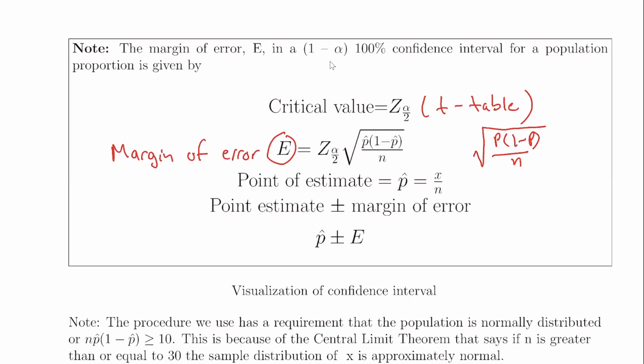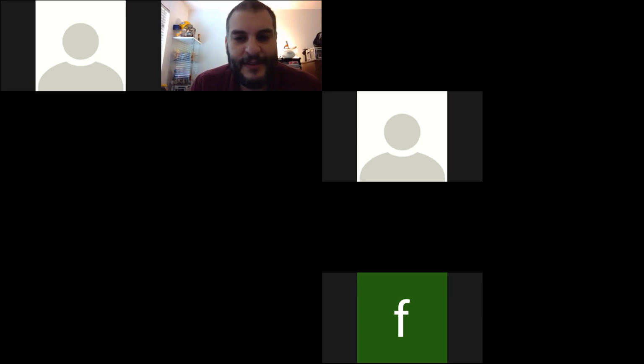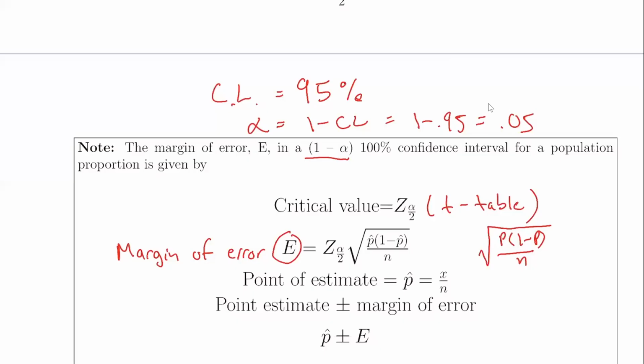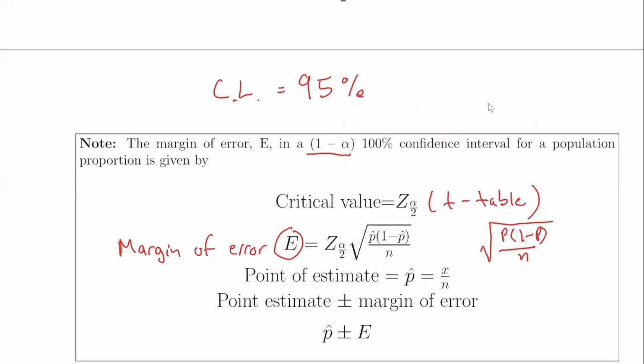So if you look right here, it says 1 minus alpha. Oh, sorry. For some reason, it's not sharing that portion. Let me reconnect that. Here, let me do this again. All right, so we're going to say the confidence level is equal to 95%. So in order to find alpha, you do 1 minus the confidence level. You do 1 minus 0.95, and you get 0.05.